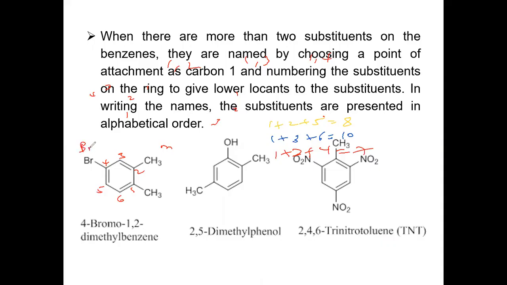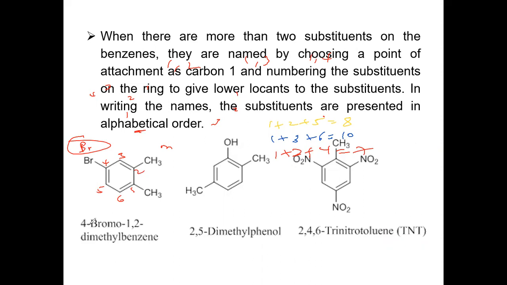This is bromo, it starts with B. And so, irrespective of the fact that this is number 1 and this is number 4, I have to still start naming from bromo because we are naming in alphabetical order. That is the whole argument, right? So, we have 4 bromo.